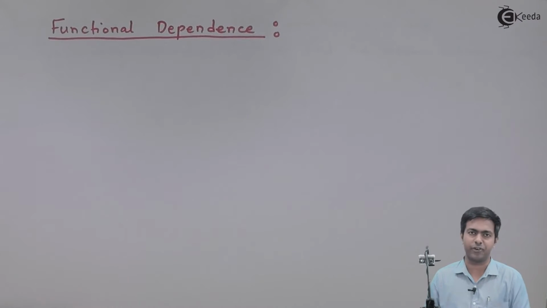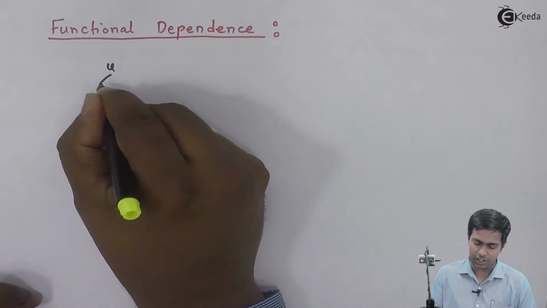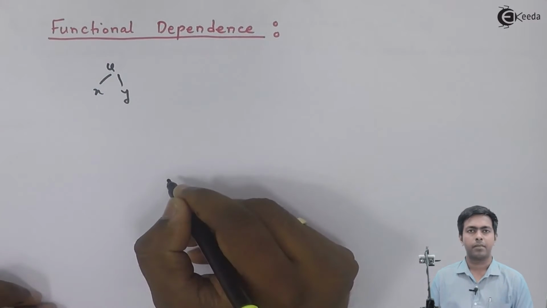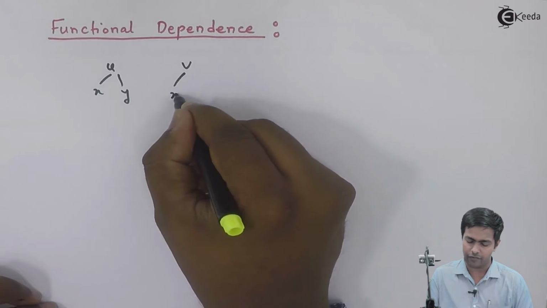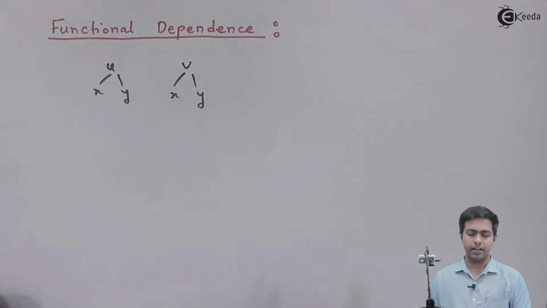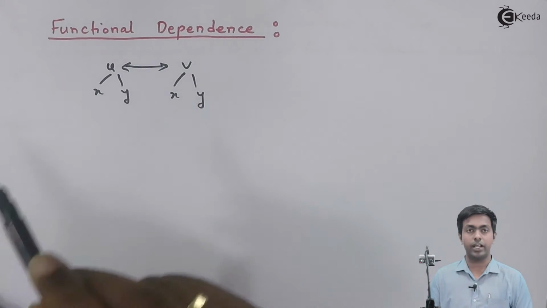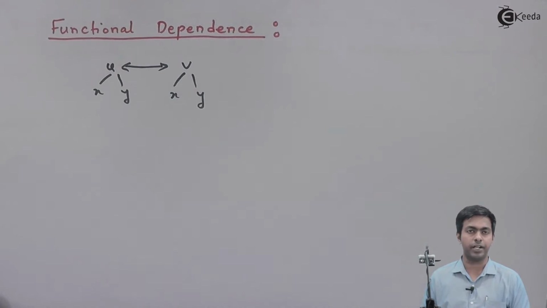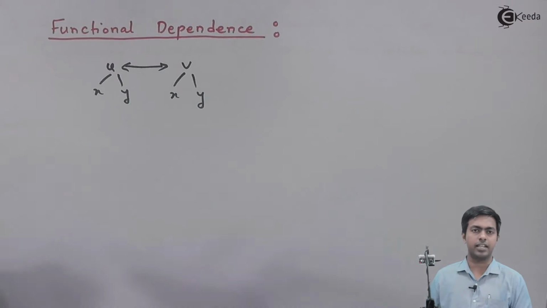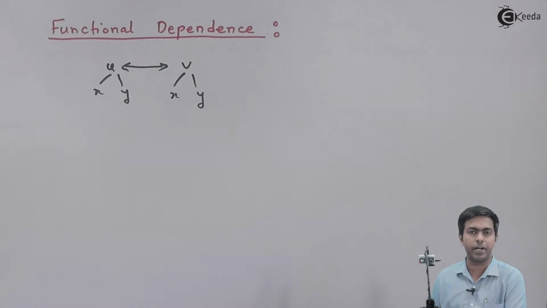So here in this video, we are gonna learn a new concept called functional dependence. Now, let's say u is a function of x and y and v is also a function of x and y. And if we want to understand the relationship between u and v, that is whether u and v are dependent on each other or they are independent, then such a scenario is called functional dependency.